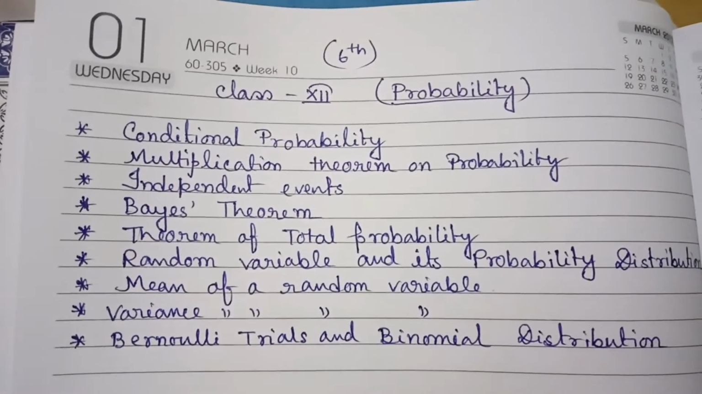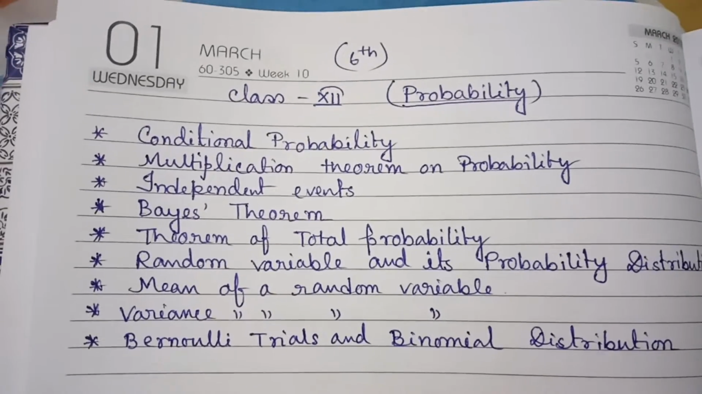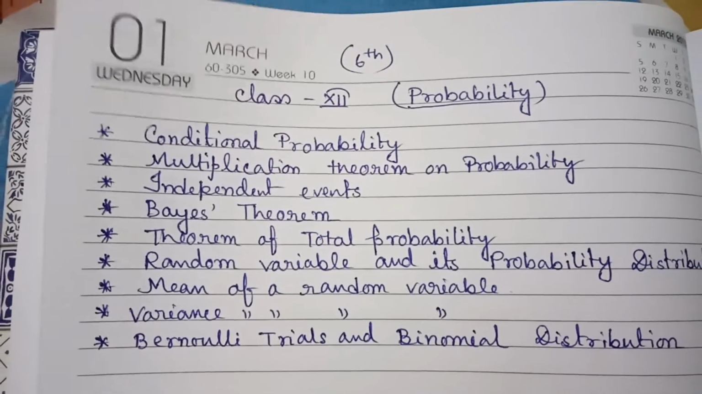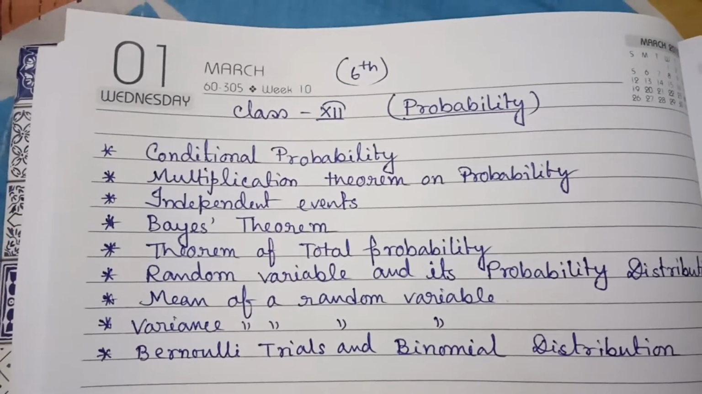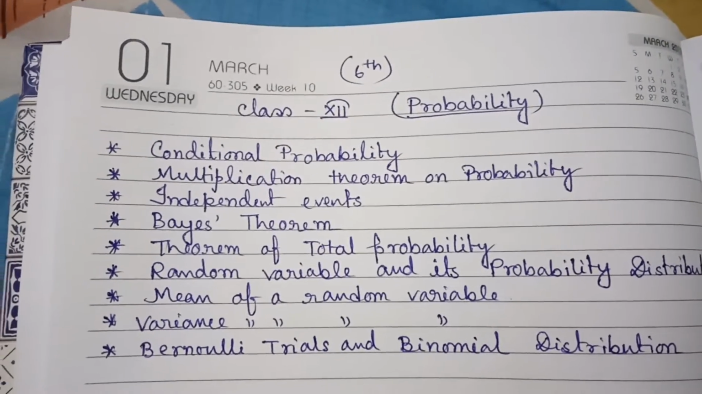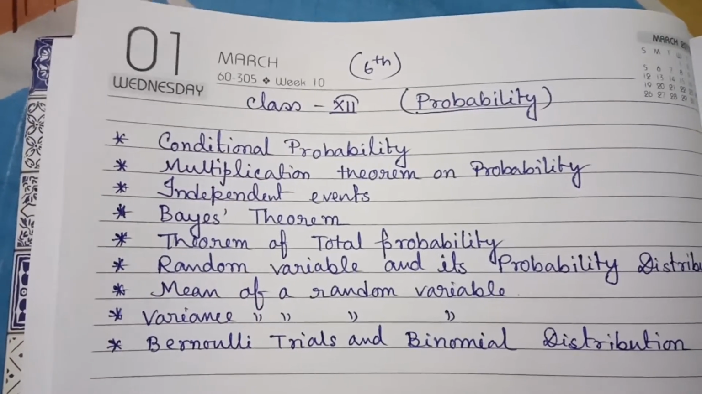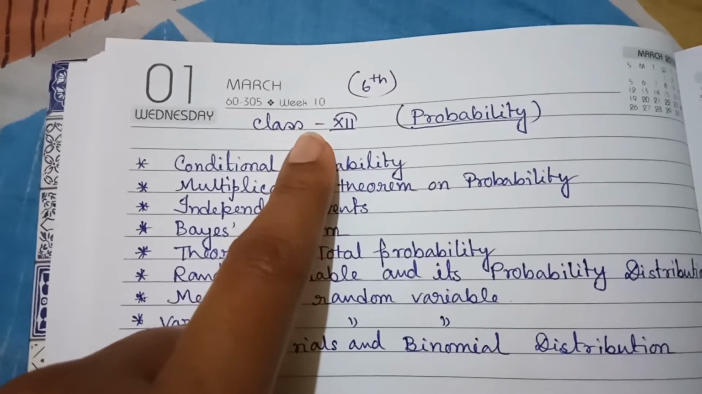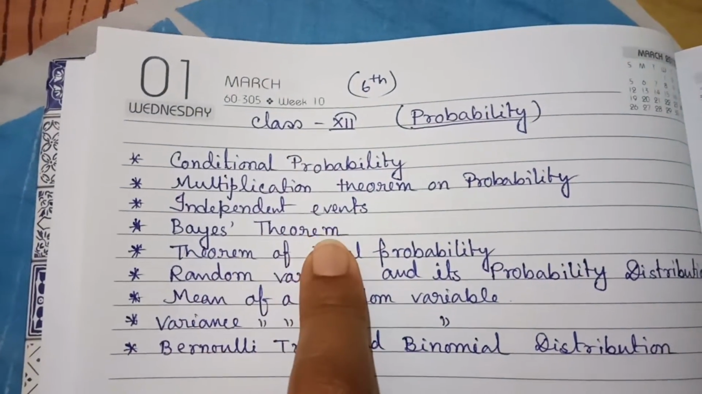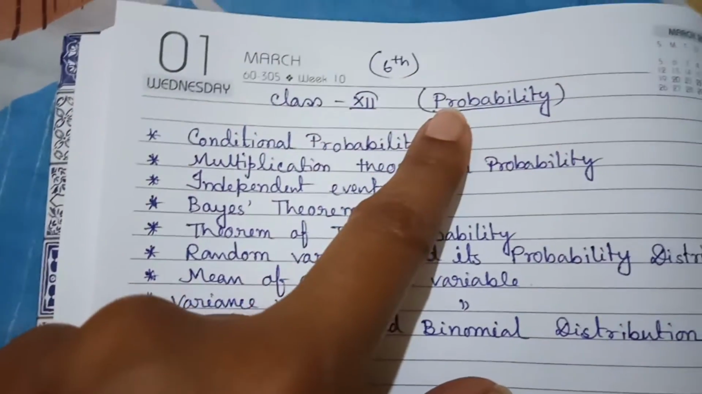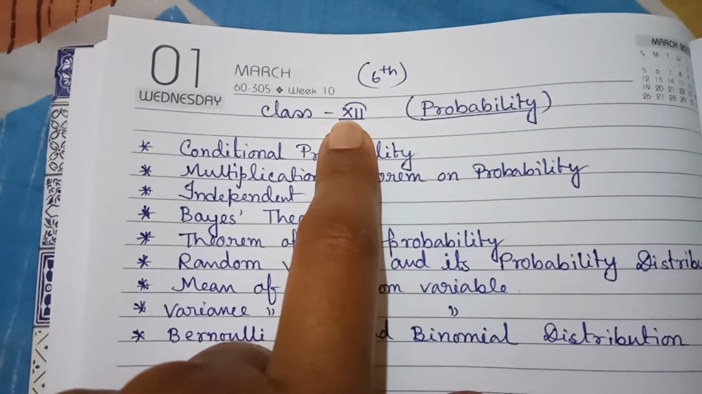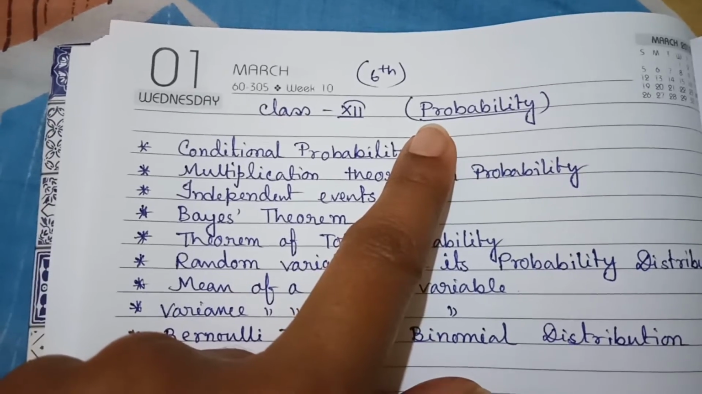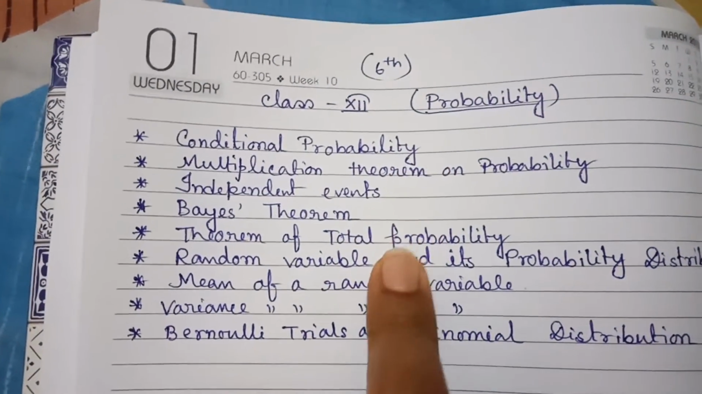Today we are going to learn some points of the probability chapter, and this is the sixth session of the probability chapter, but this session is actually in class 12. So today onwards we are going to start the probability chapter of class 12. And in this chapter, what topics are we going to cover?